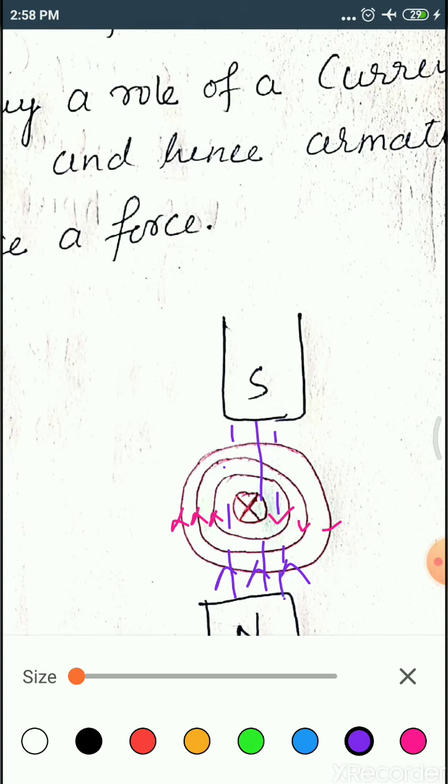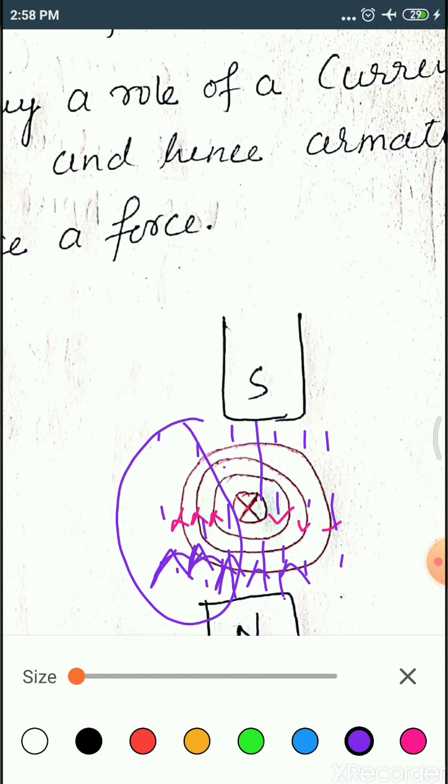Observe that I have shown only three field lines, but it is not so; you can assume there are many. This field is going in this way. Observe both the cases: the blue color direction is in this way, and the red color direction is in this way. Considering this part, both the fluxes are in the same direction, so they are going to help each other, you can say.